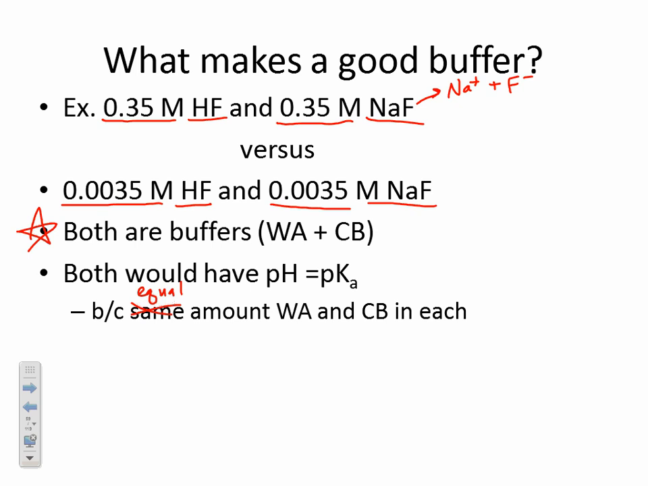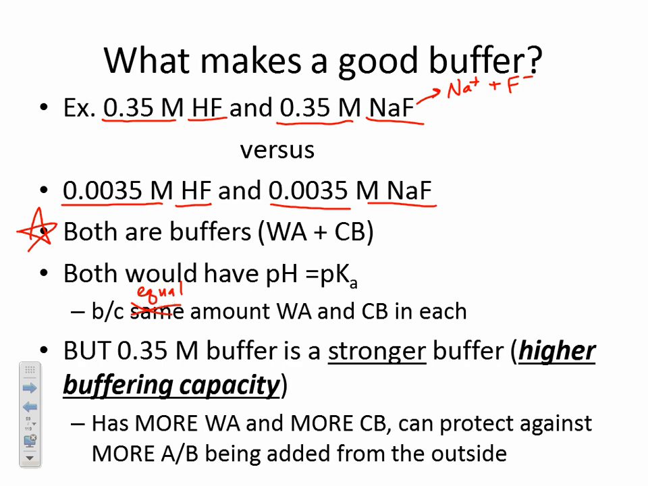pKa. However, there's one of them that is going to be a substantially better buffer than the other, and that's the 0.35 molar buffer. So the 0.35 molar buffer is going to be a stronger buffer. Sometimes we say it has a higher buffering capacity because it has more moles. So the one with a higher concentration, although both of them would have pHs equal to pKa because both of them have equal quantities of both HA and A minus, the one with the higher concentration will have more moles of HF and, in this case, F minus. So it's going to protect against more strong acid or strong base from being added to the buffer.